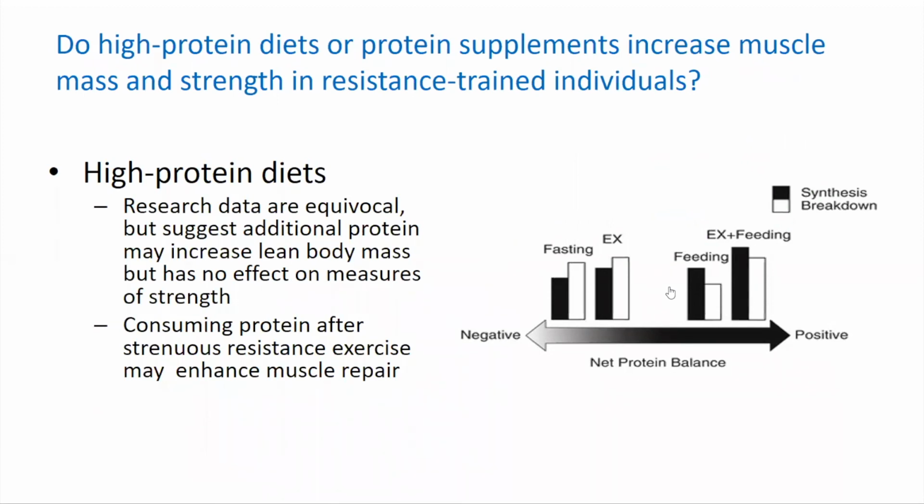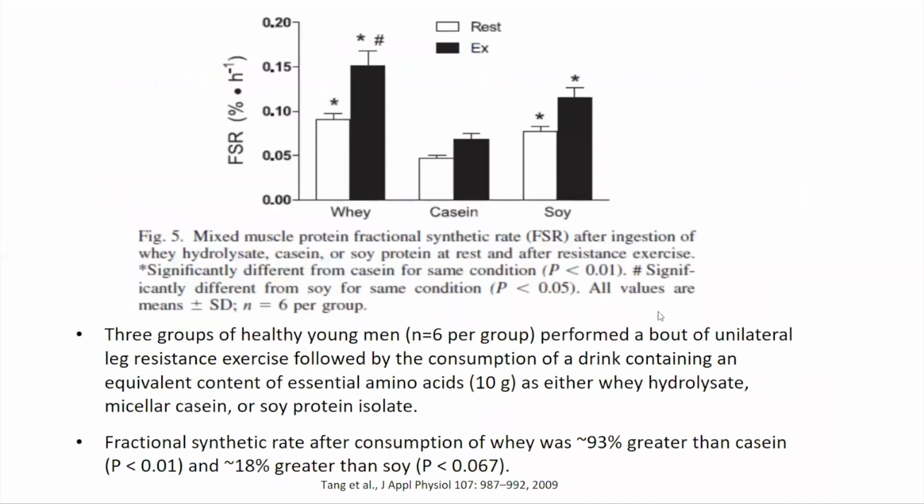So if you recall, there was a slide in a previous chapter which talked about how insulin, exercise, and specifically leucine stimulate the mTOR pathway to stimulate protein synthesis. So there was a study that involved subjects who cycled.